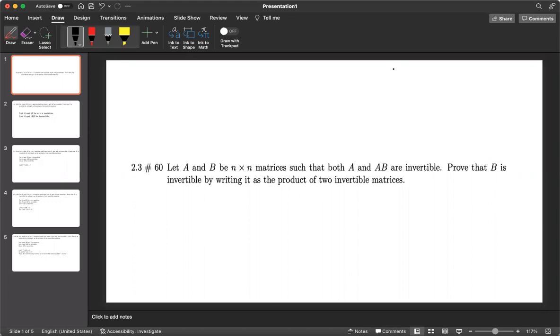Okay, hello. Today we are proving linear algebra section 2.3, invertibility and elementary matrices. Question 60 says, let A and B be n by n matrices such that both A and AB are invertible. Prove that B is invertible by writing it as the product of two invertible matrices.